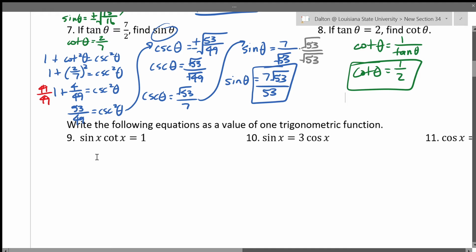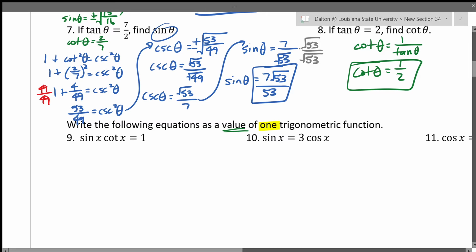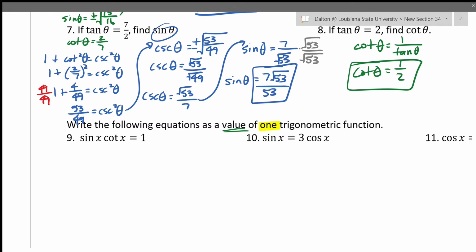For number 9, 10, and 11, these questions are similar. I'm asking you to write the equations as a value, so telling me I want to have a number of one trigonometric function. And that's the key, right? Because in some of these, I'm giving you more than one. So the key is to use your identities to consolidate them to one trig function. And you're going to use some of your proof strategies here. So you want to basically change some of your trig functions to others and try to consolidate.